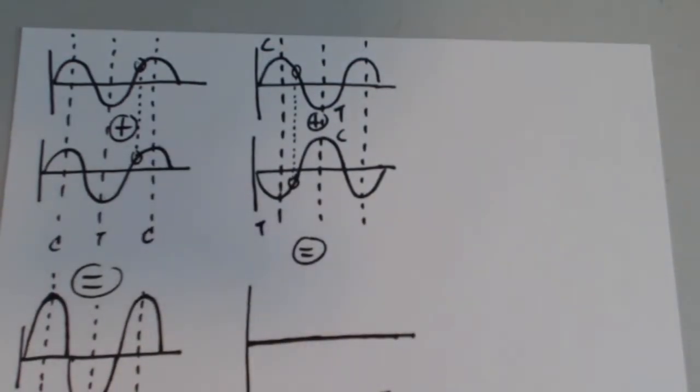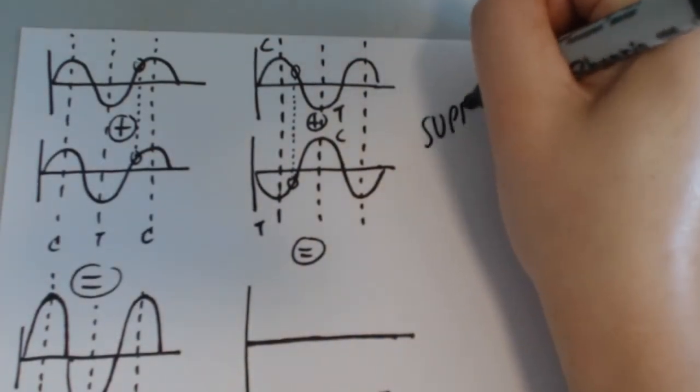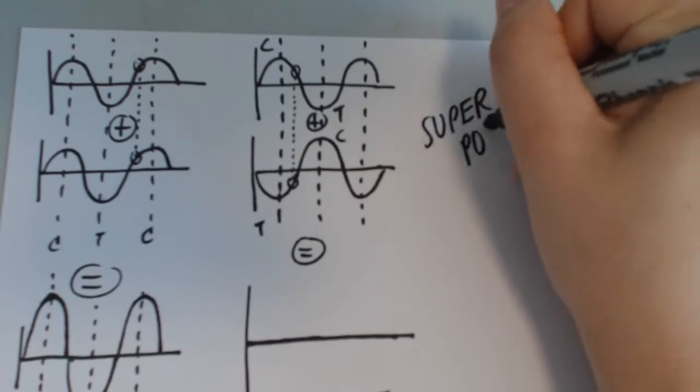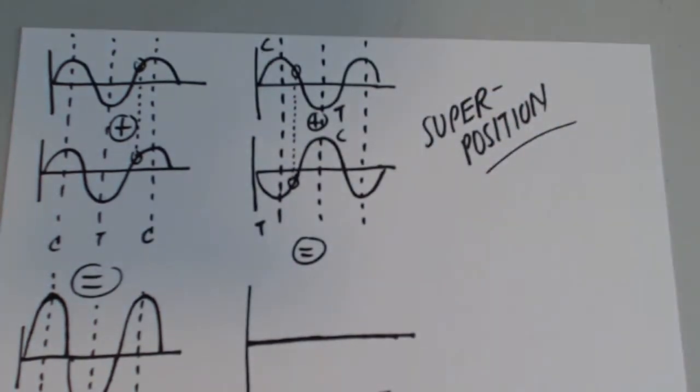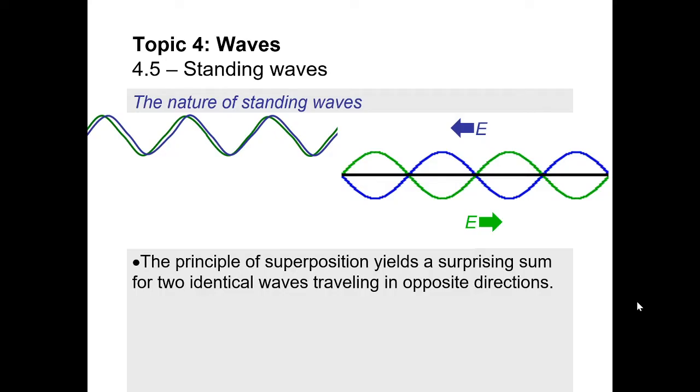So this is what it means to have interference or superposition. So this is actually one word. Okay, superposition just means adding the waves together. Okay, back to the slides.